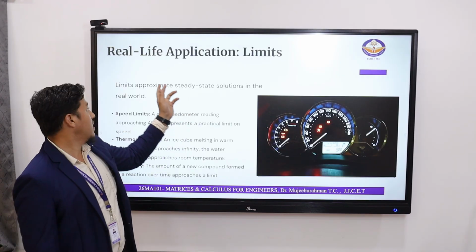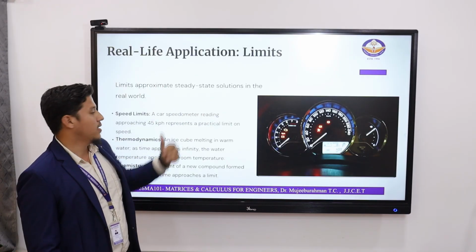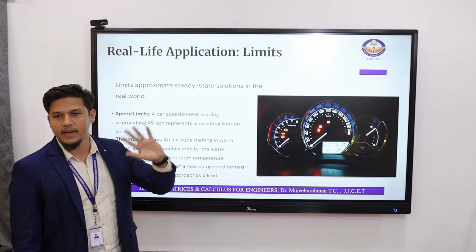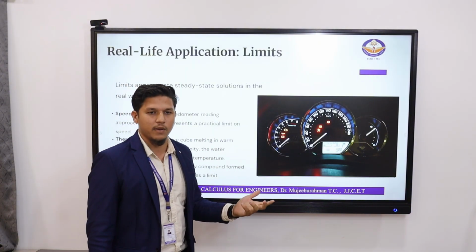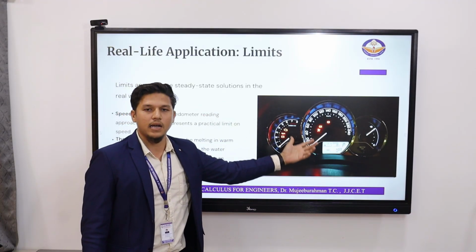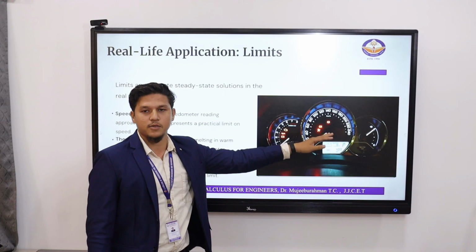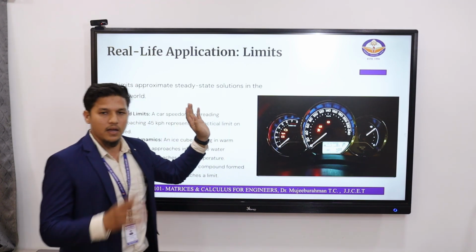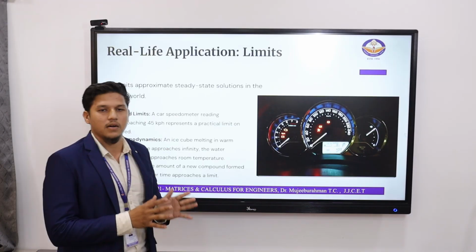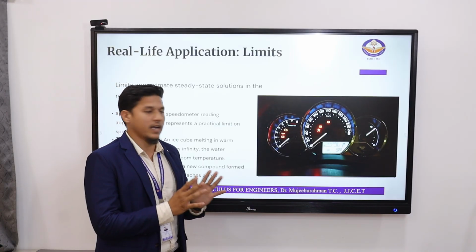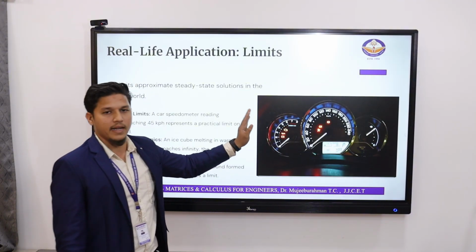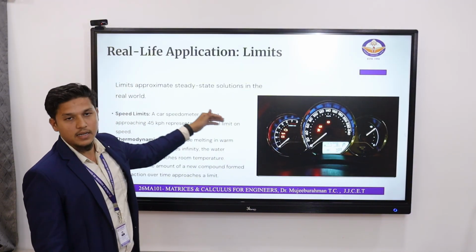Next we'll look into the real life applications of limits. From the word limit itself we can understand there are a lot of real life applications, not only mathematical. One of the applications is the car speedometer, which you have seen, right? In a car speedometer, there is a speed limit. After gradually increasing speed, at some point of time we'll be reaching a particular limit. That is our speed limit, right? There we use this limit concept.